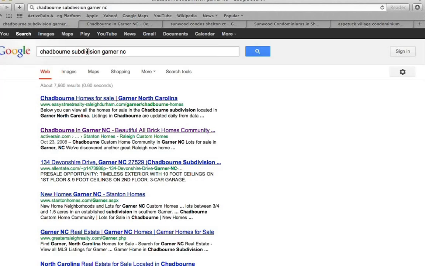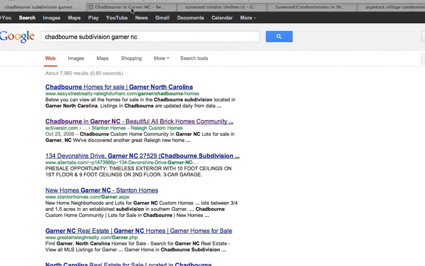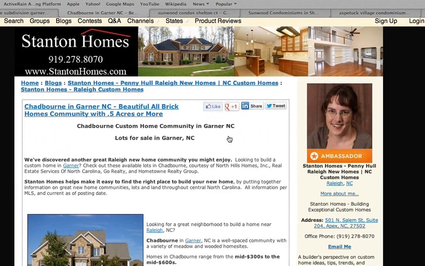So here's the search, Chadbourne subdivision, Garner, NC. We see this result from Penny showing up in the 2nd position right here. Okay, the post itself, here's the post.